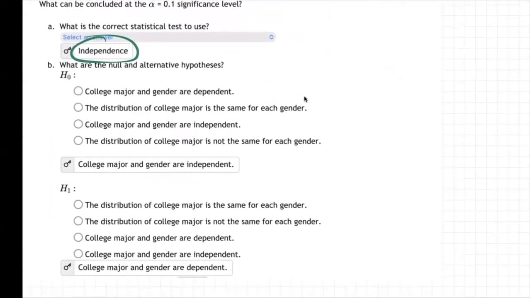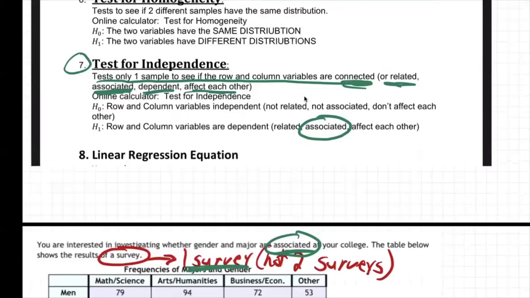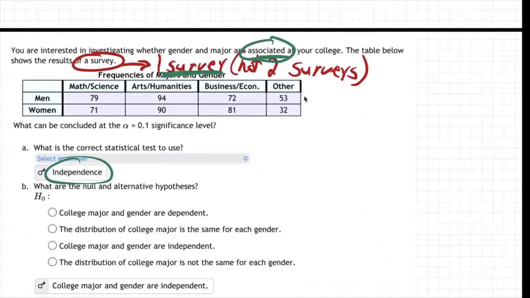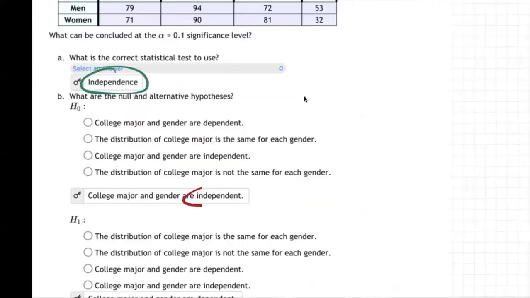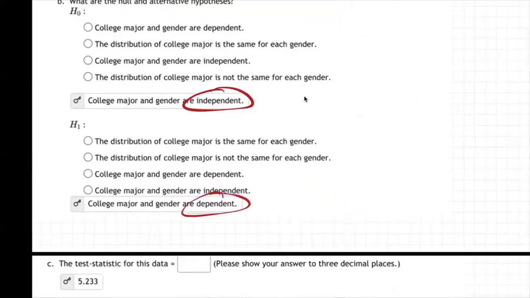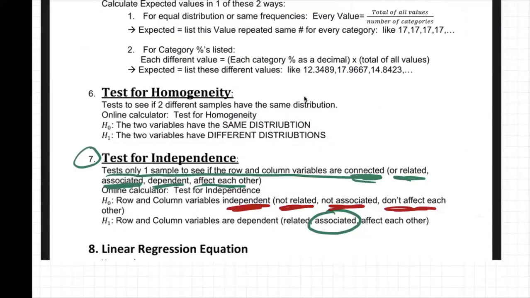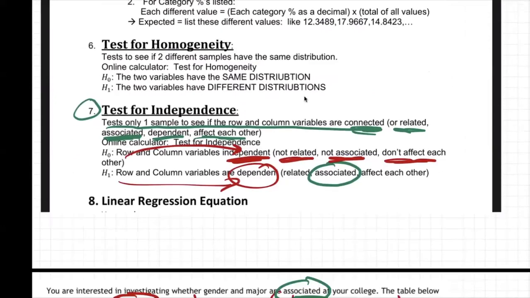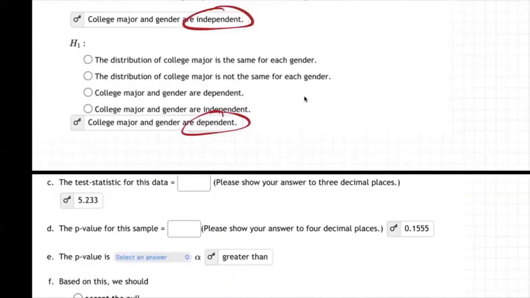So once we know that, what's the H0 and the H1? Well, notice H0 is independent or not related, not associated, don't affect each other. So H0 is independent and H1 is dependent. See it right here. H1 is dependent. Okay, got those. Come on down.